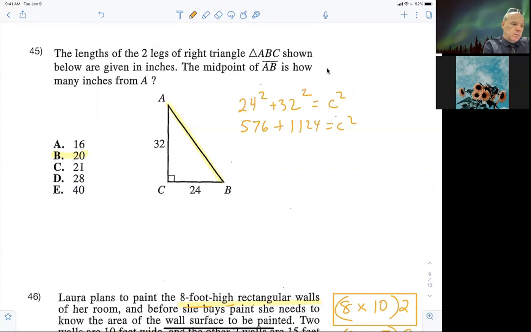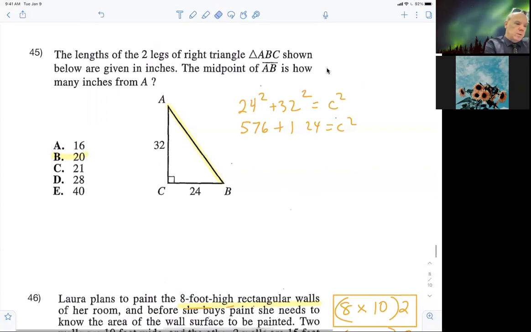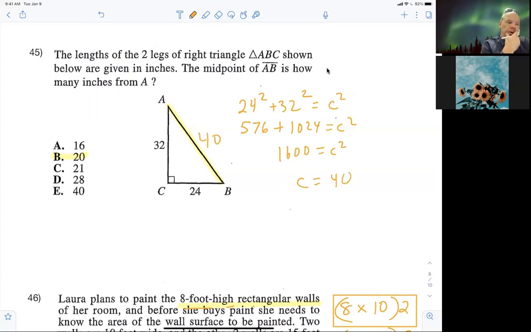1700, right? It's 1,024. Yeah, 1024. That's right. Had to be 1600. So 1600 equals C squared. So C is equal to 40, right? Everybody okay with that?